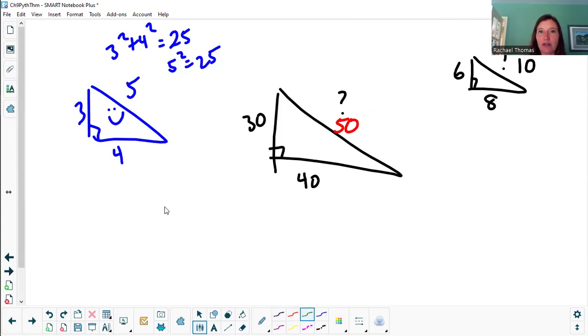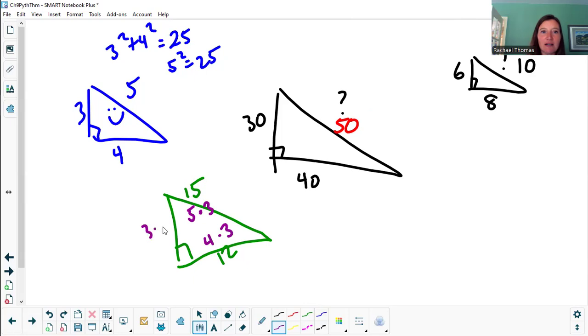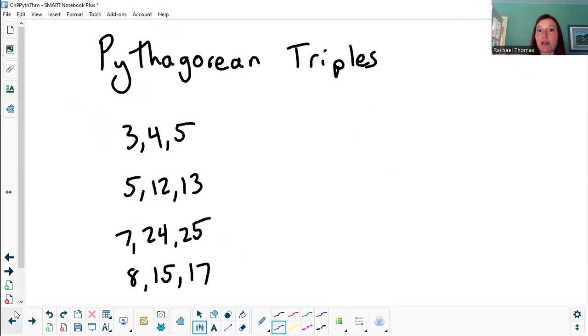This often comes up on the SATs as well, where it gives you something like 15, 12, and you're looking for this last side. And if you can recognize that they are multiples of 3 and 4 and 5, then you can come up with this side pretty easily. So this list over here, these are Pythagorean triples that if you have space in your brain to memorize them, I would definitely memorize 3, 4, 5. That's an easy one because the numbers are right next to each other. 3, 4, 5 is a really common one to know.